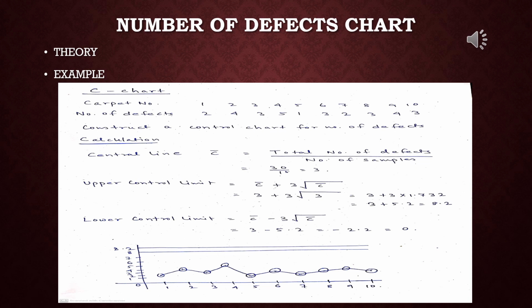Now if we plot back using the control chart, you can see here I have plotted it, and all the values are within control. So if all the values are in control, we can definitely say that this particular process is under control.